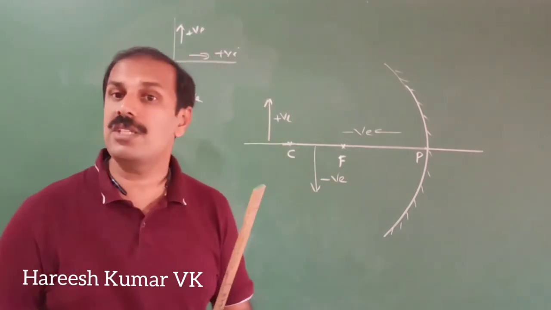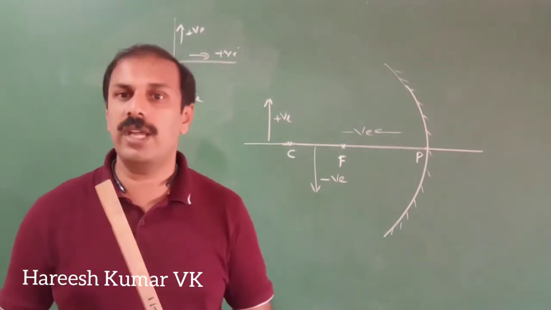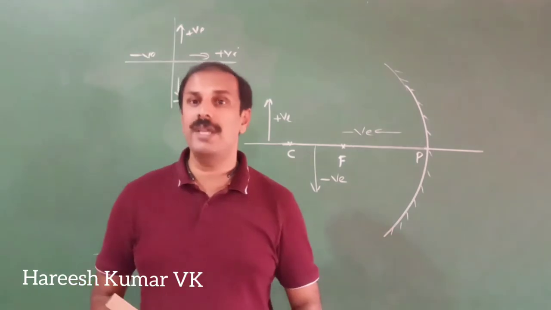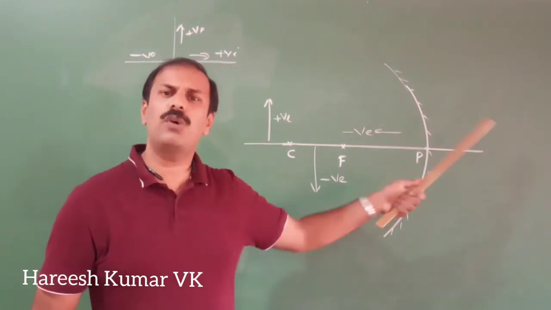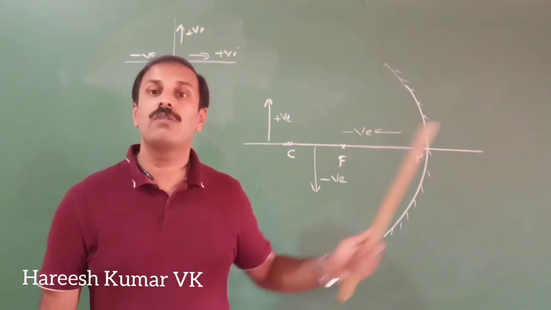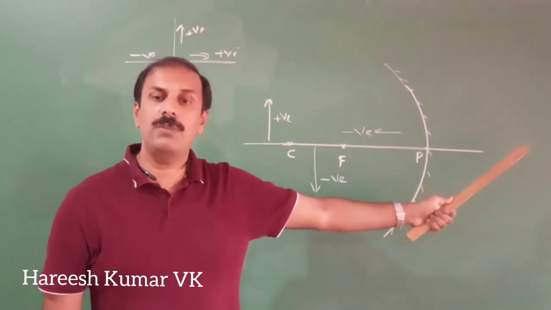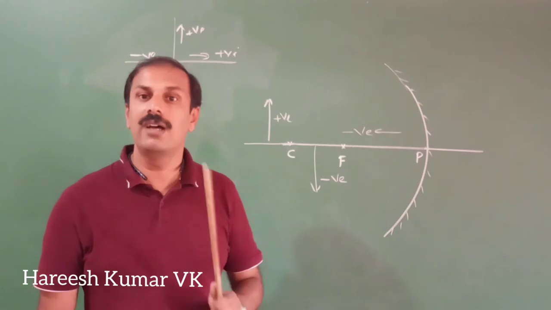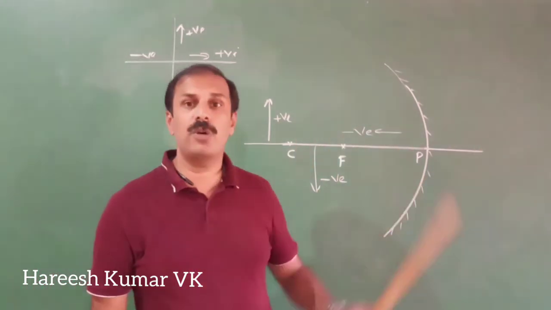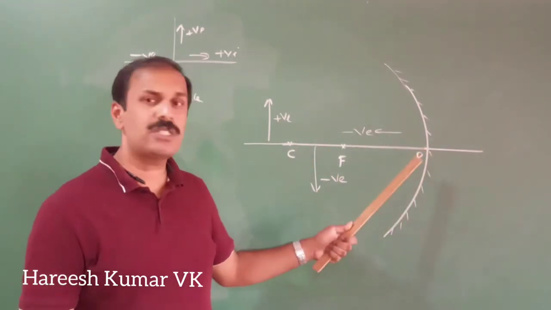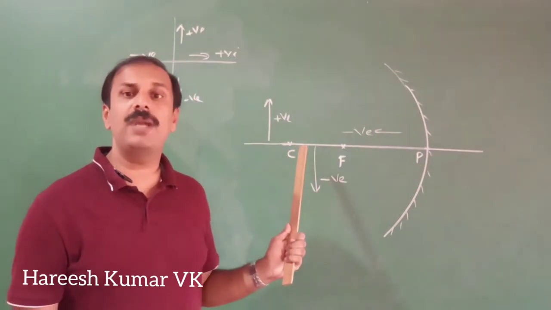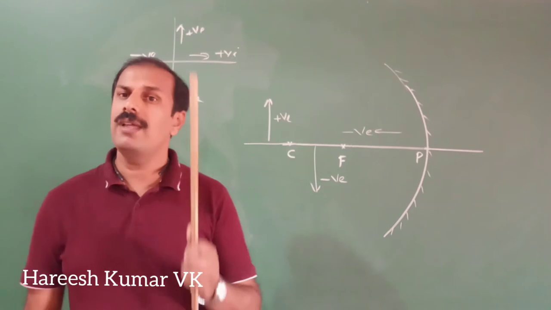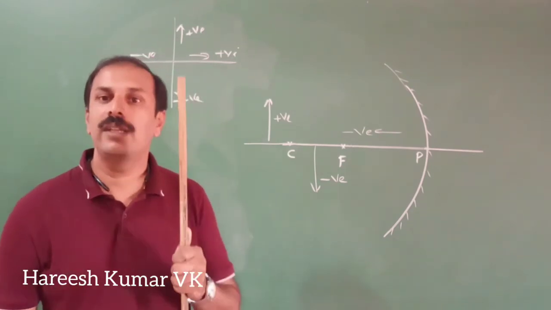Then what about image distance? Whether it will be positive or negative depends on where the image is formed. If the image is formed behind the mirror, that is called a virtual image. In the virtual image case, the image distance will be positive and the object distance will always be negative. And if it is formed this side, if the real image is formed, at that time the image distance also is negative.